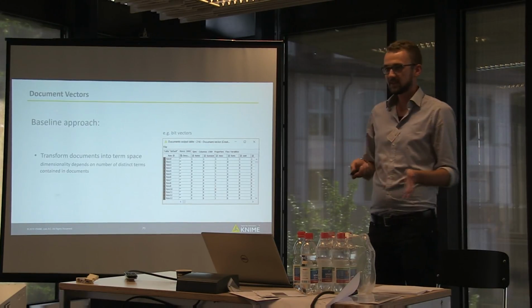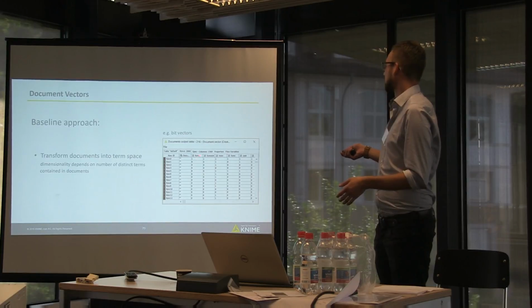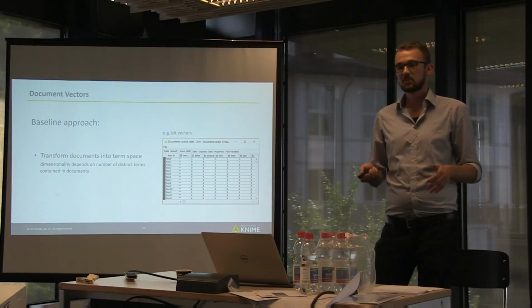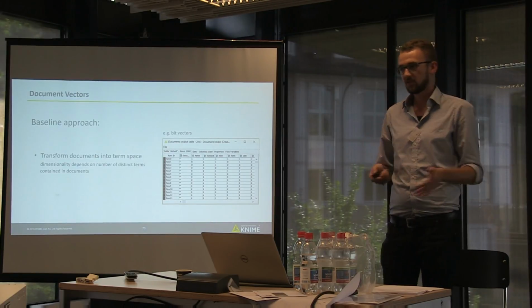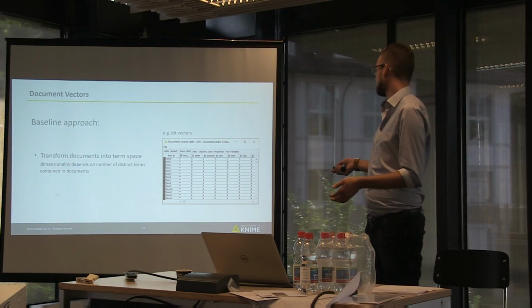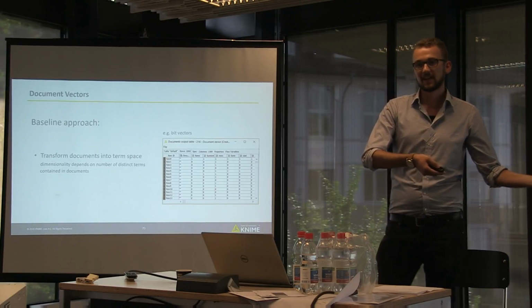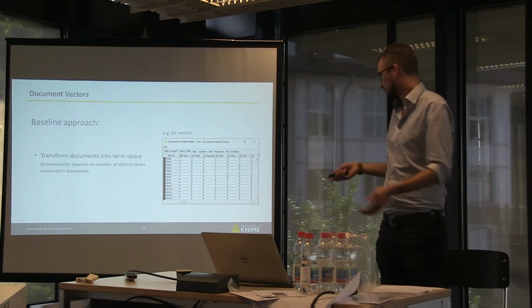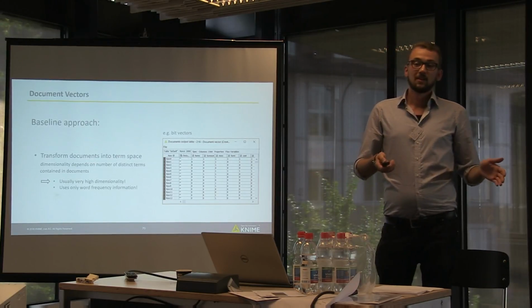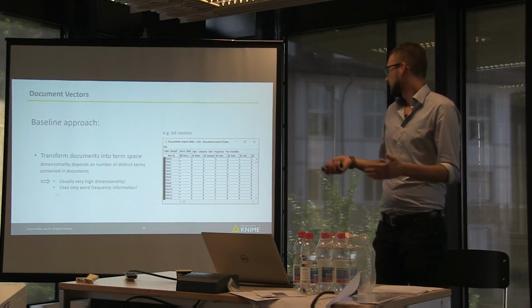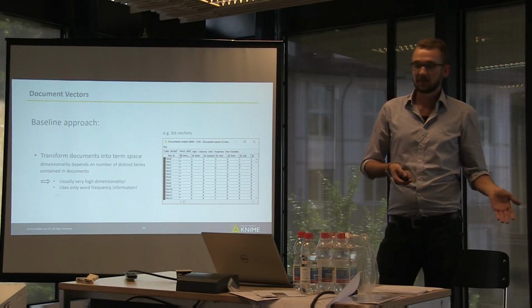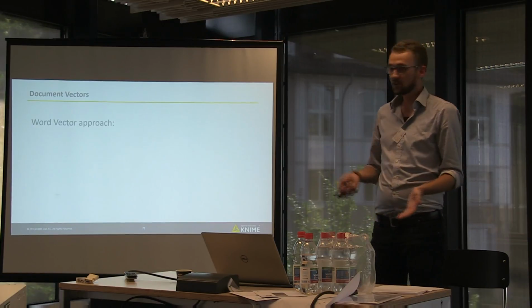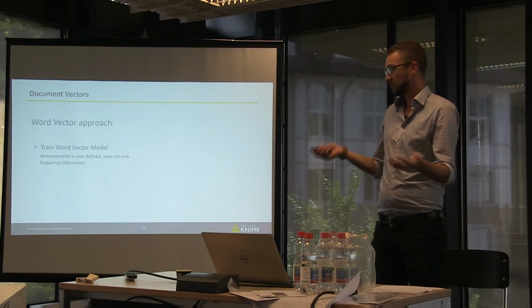So in this representation, each index of your vector would correspond to a single word contained in your corpus, and then you would just flip it to 1 if that word is contained in your document. So you can create a representation of your document. But using this approach, your dimensionality can get very high depending on the size of your corpus, and it only uses word frequency information. Compared to that, with the word vector approach, we would just train a word vector model.